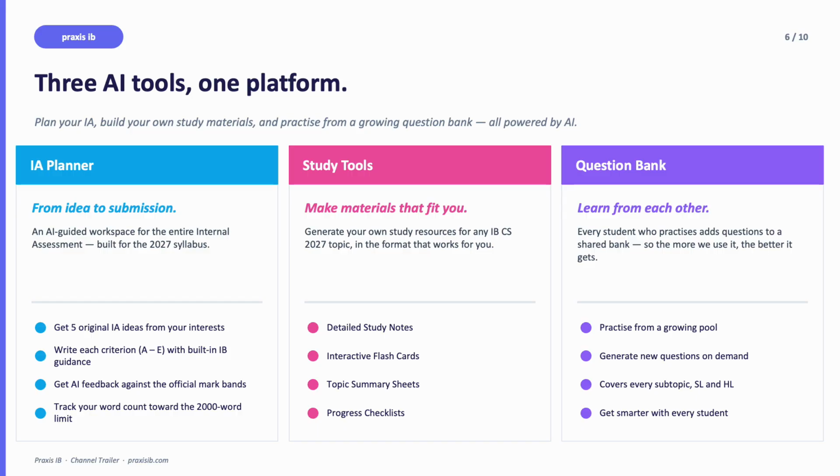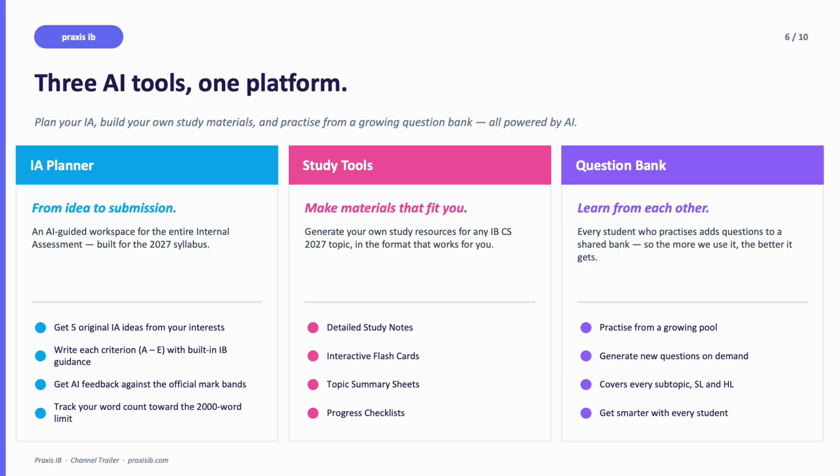Second, study tools. This is where you build your own revision materials. Pick a topic, pick a format, detailed study notes, flashcards, a summary sheet, or a checklist. And the AI generates it for you. Aligned to the 2027 syllabus, the flashcards are interactive, the checklists track your progress, everything is private to your account. And third, the question bank.